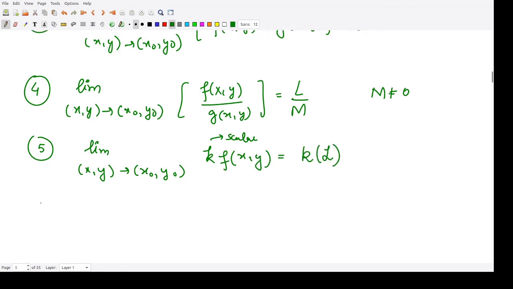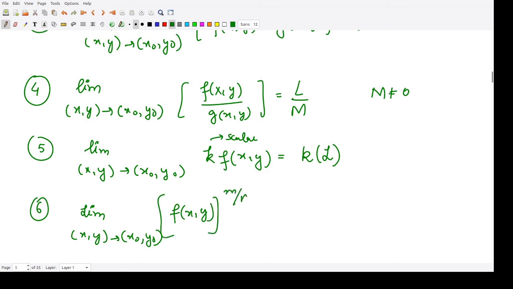And then the last property is the power rule, which says that the limit as (x, y) tends to (x₀, y₀) of f(x, y) raised to the power m/n is L raised to the power m/n, where m/n is some real number. So these are certain properties of limits. In the next class we will be studying the continuity of functions of several variables. I hope this is clear to you all.